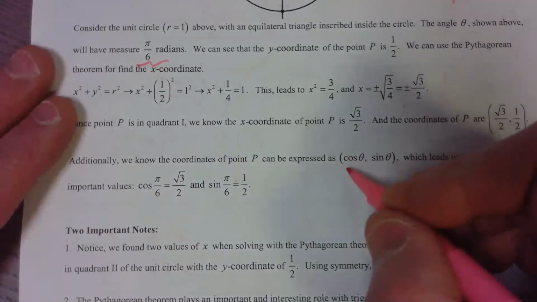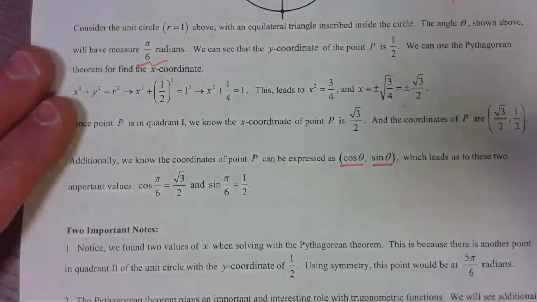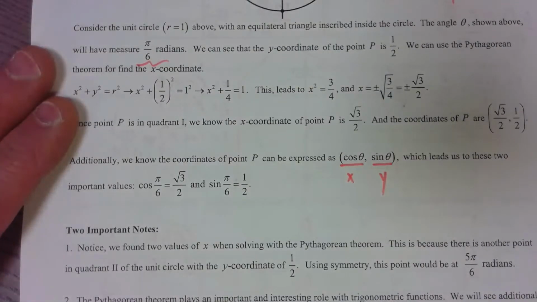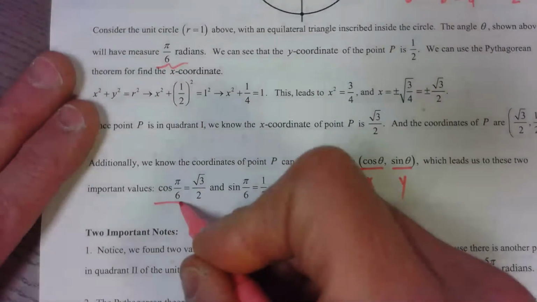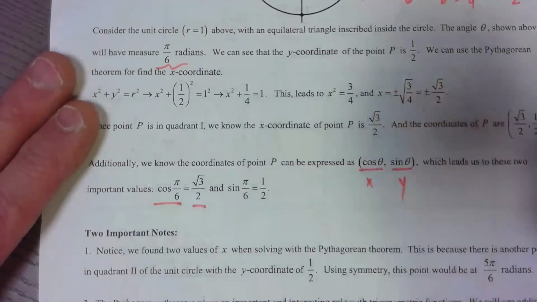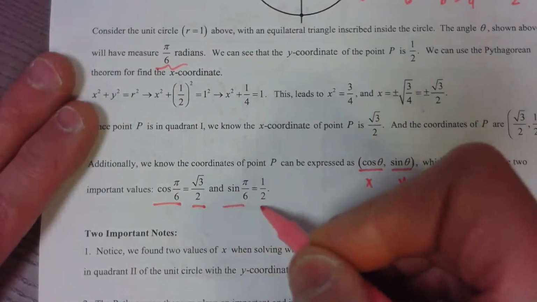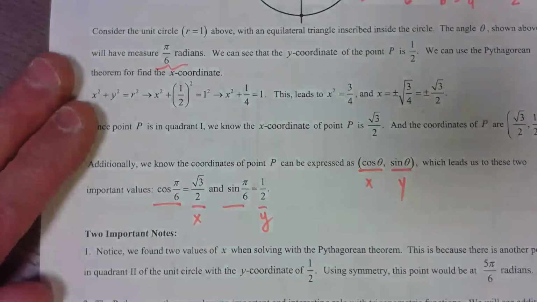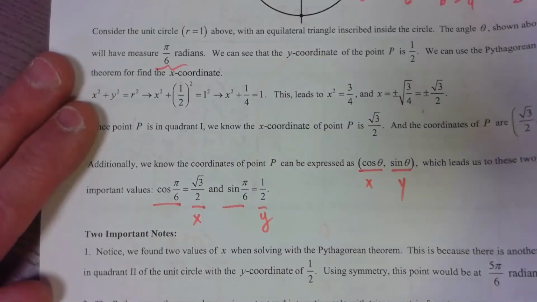So this just reinforces our cosine and our sine are going to be our x and our y values at that particular angle, showing that the cosine at pi over 6 is root 3 over 2, and that the sine at pi over 6 is 1/2. That's the x value, and that's the y value. Okay. All right. Let's skip on over to the next page here.